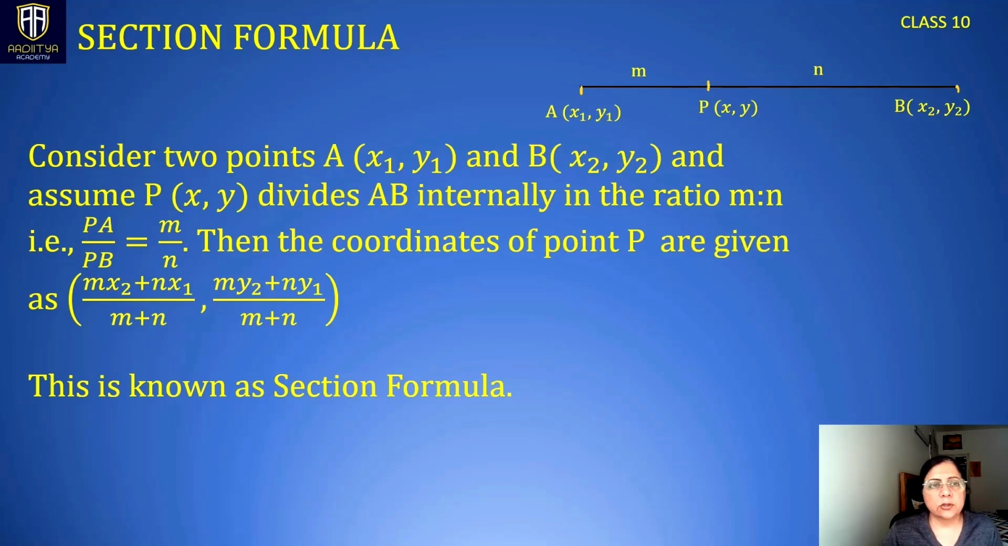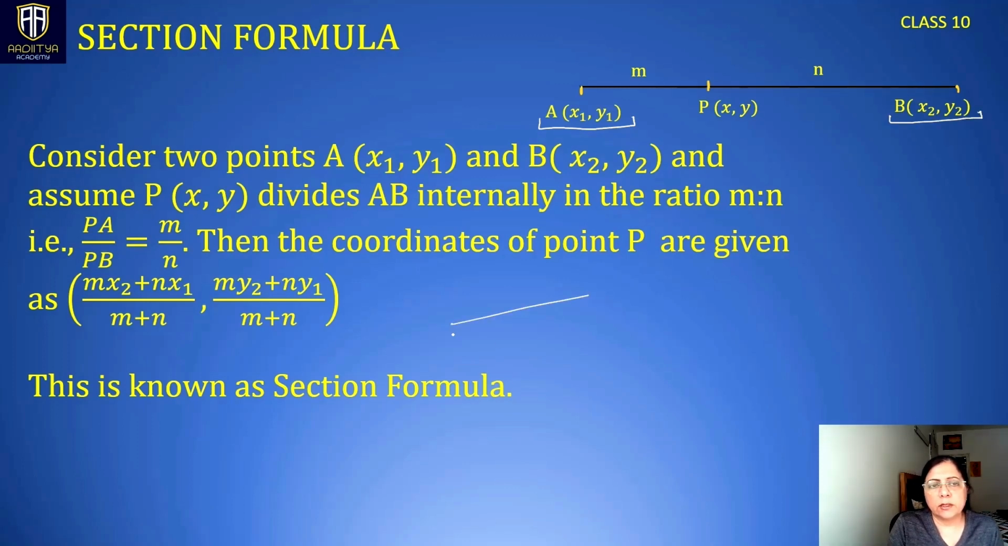Next is our section formula. Section formula is used when we have a line segment joining two different points and some other point P is dividing that line segment into a fixed ratio. Now let us see that we have A with the coordinates x1 and y1, and B with the coordinates x2 and y2.